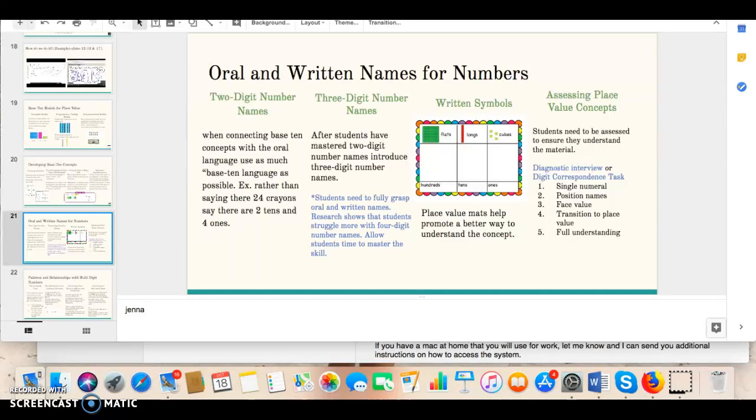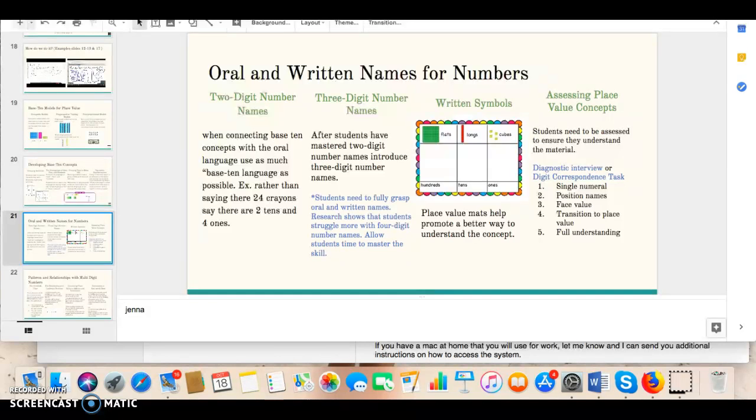Oral and written names for numbers. Two-digit number names. When connecting base 10 concepts with the oral language, use as much base 10 language as possible. Example, rather than saying that there are 24 crayons, say that there are 2 10s and 4 1s.